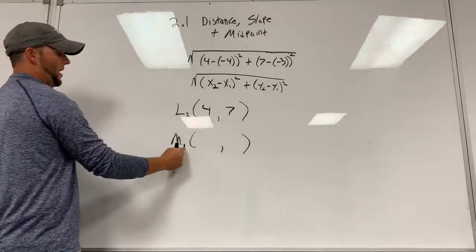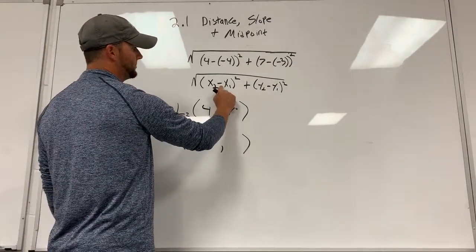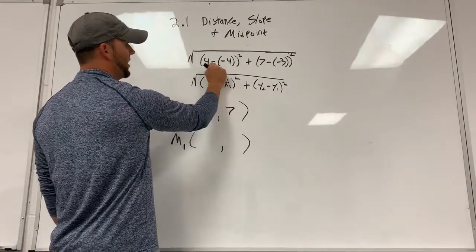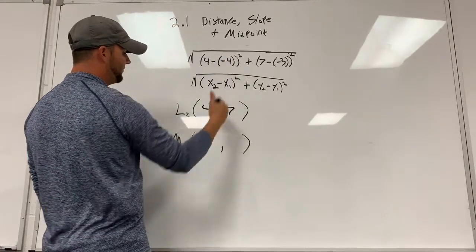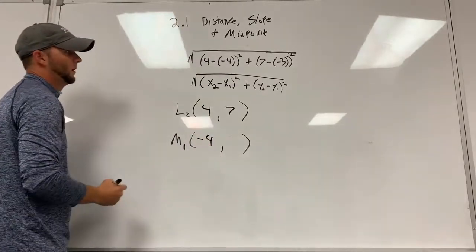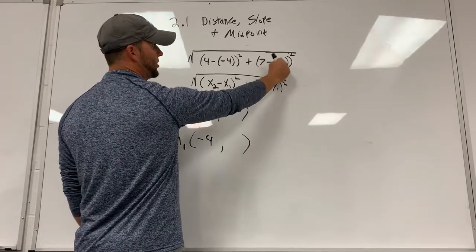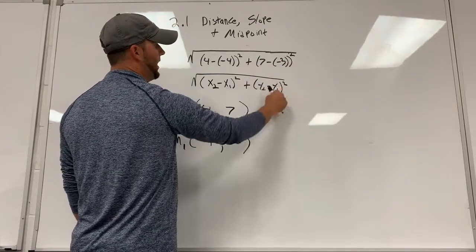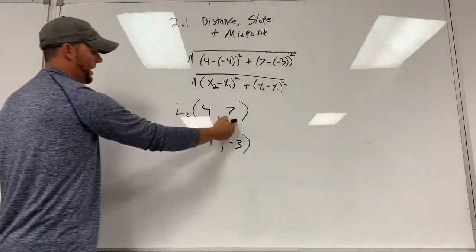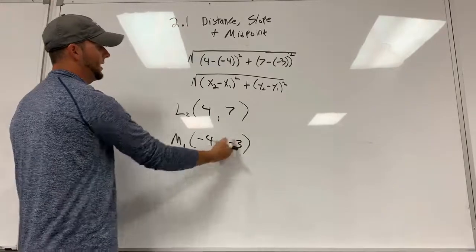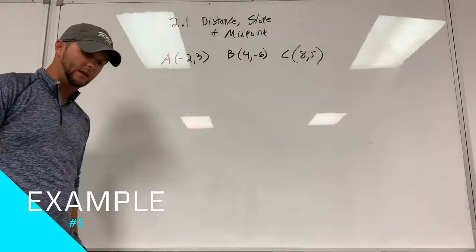Okay, now M, I made those the 1's, so I'm going to pull out the 1's. So right now if you look, I'm subtracting both of these. So I'm subtracting negative 4. So what that means is x1 is going to be negative 4. y1, look, we're subtracting it, so what's next to the subtraction is going to be y1. So y1 is going to be negative 3. So ladies and gentlemen, the coordinate of L is 4, 7, and the coordinate of M is going to be negative 4, negative 3.